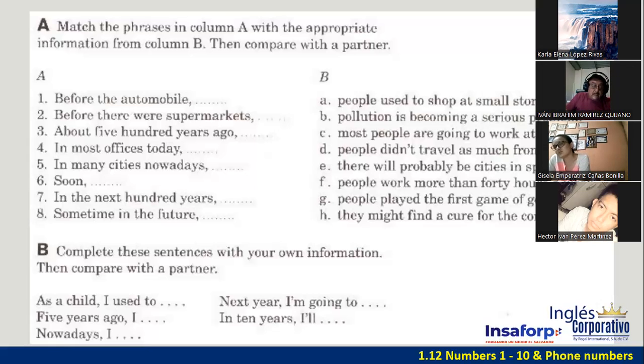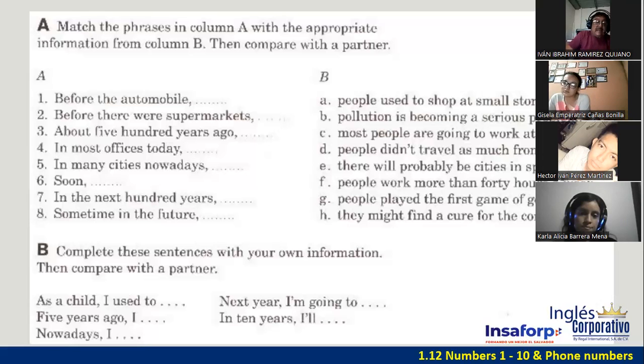What about you, Ivan? Okay. As a child, I used to play with my brother. 5 years ago, I played my last match of basketball. Oh, okay. My last basketball match. I'm sorry to hear that. Nowadays, I can golf freely.